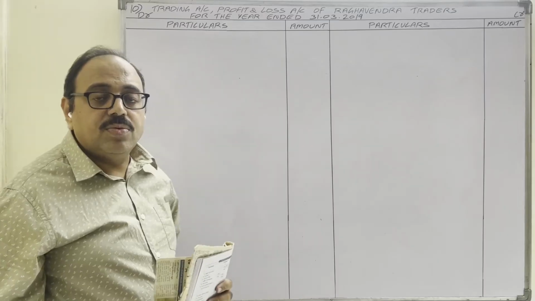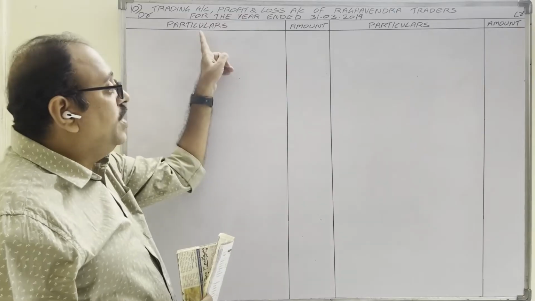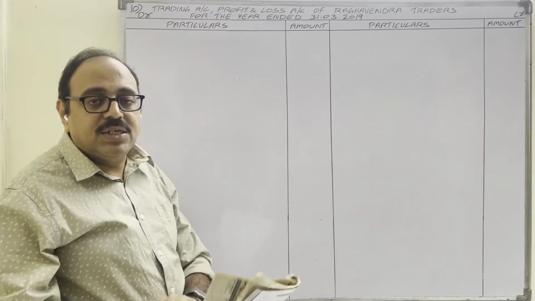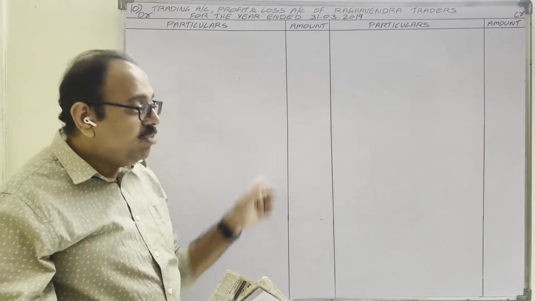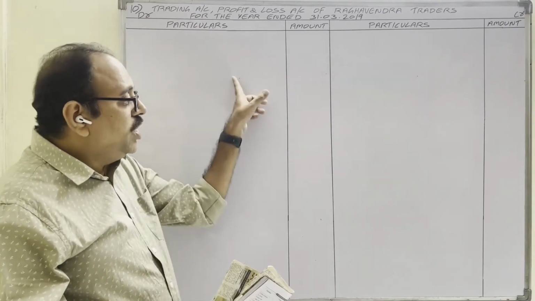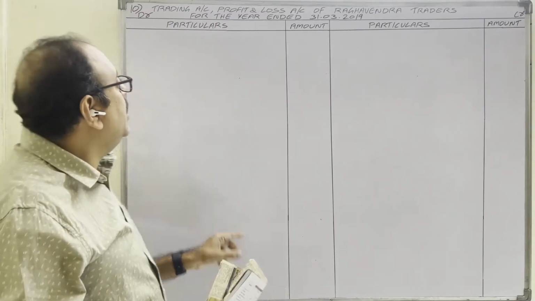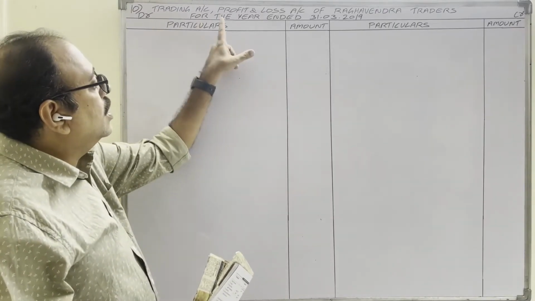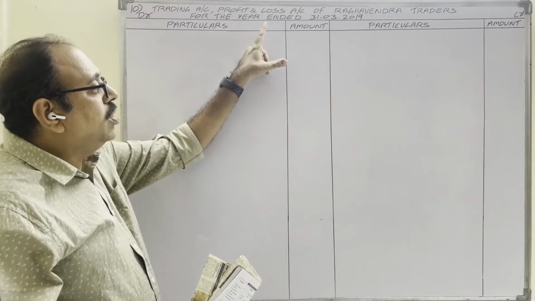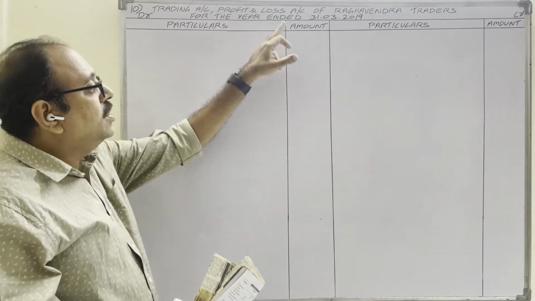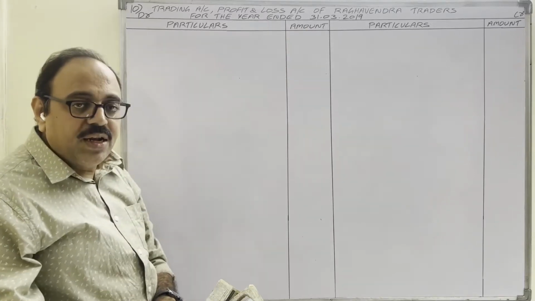In final accounts, first we have to prepare the trading account and profit and loss account, then the balance sheet. The first two accounts we prepare in one table only. First trading account, continuation, profit and loss account. See the heading: Trading Account and Profit and Loss Account of Raghavendra Traders for the year ended 31st March 2019.